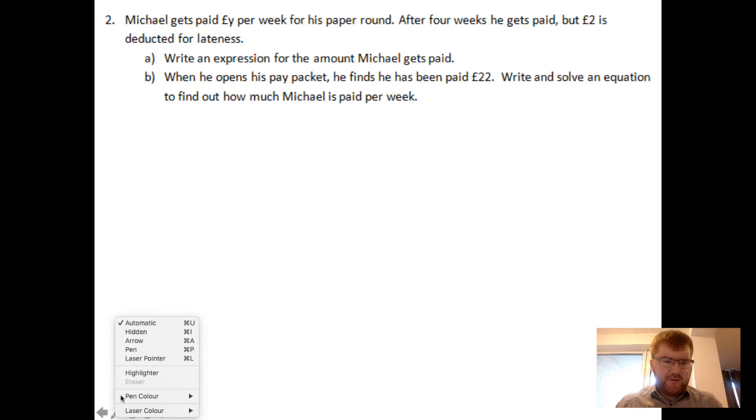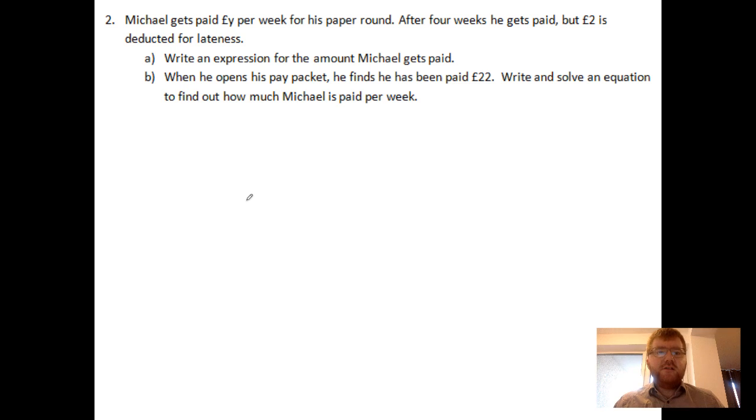This is a bit trickier, so this is why I want to go through it in the video. So Michael gets paid Y pounds per week for his paper route. That's like delivering newspapers, basically. After 4 weeks, he gets paid, but £2 is deducted for lateness. That is a problem with people. They're late to these things, and that's why they lose money. That's a good life lesson. Write an expression for the amount Michael gets paid.